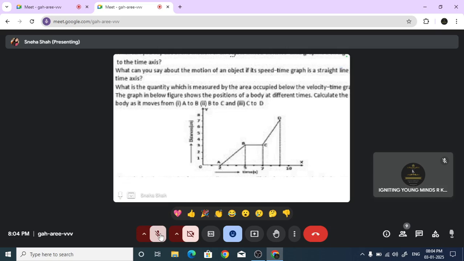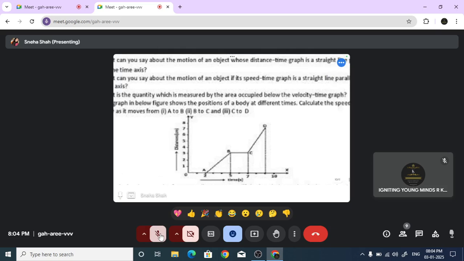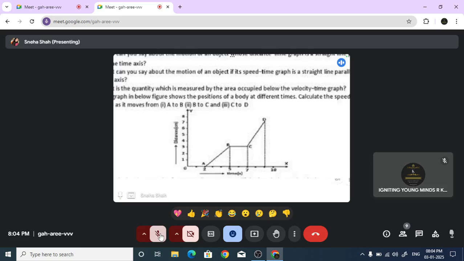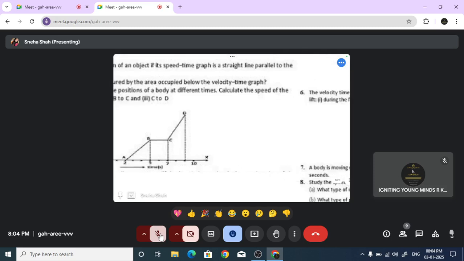2 meter per second, ma'am. From 3 to 7 meters it is going, right? So the distance covered is 4 and upon 2, correct, 7 to 9 seconds. Okay. So from C to D, its speed will be 2 meter per second. All right.